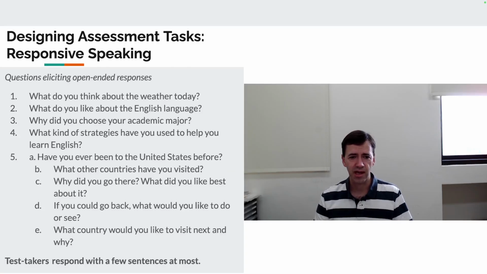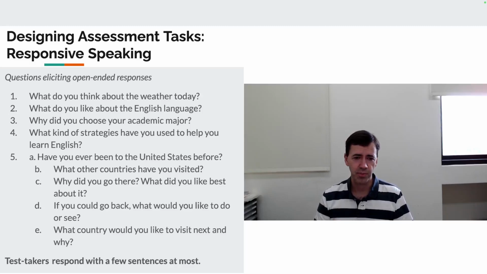Okay, so here's an example of some questions that you could use. This is a type of interview. What do you think about the weather today? What do you like about the English language? Why did you choose your academic major? See, these are very open-ended, so they're not controlled like in the previous type of speaking. What kind of strategies have you used? And then once we get to number 5, now you have to have some skill as an interviewer, because if they answer no, you need to have another follow-up question. This is what we call a semi-structured interview, because based on their answer, you may need to change your question.